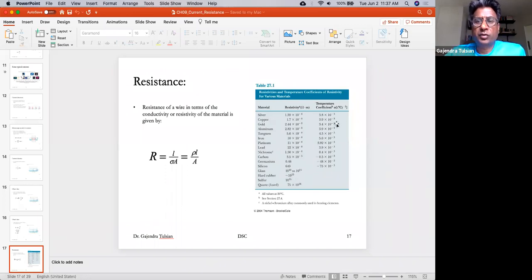And here's a temperature coefficient. What we find is in most materials, as you increase the temperature, the resistance increases, and that's what this temperature coefficient is related to.